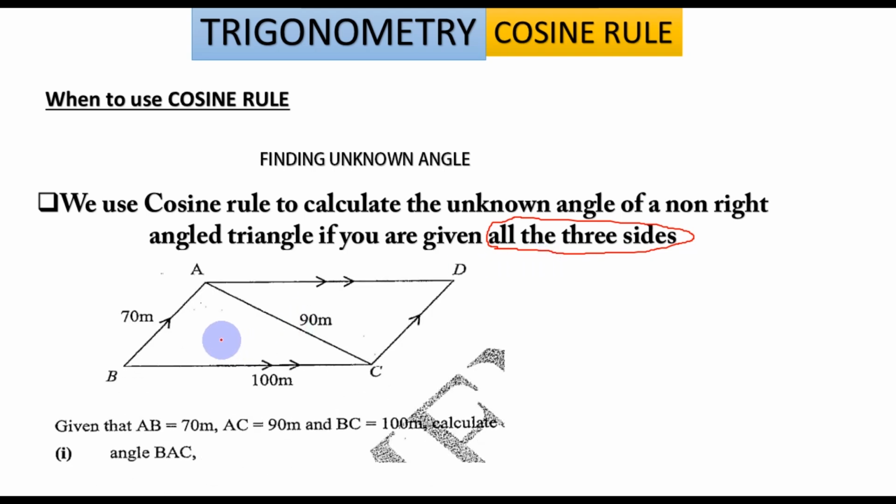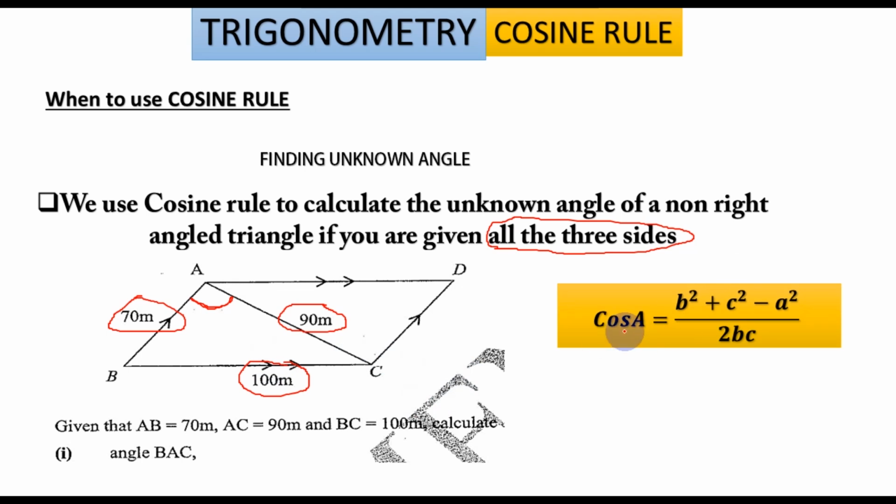All right, let's take, for instance, this question right here. They're saying calculate angle BAC. You're considering this triangle ABC. Look at the sides of this triangle ABC. All the sides are given. We have 70 meters, 90 meters, and 100 meters. So here, for us to calculate this angle, we are supposed to use cosine rule because all the three sides are given. I hope these 2 points will help you to choose whether to use sine rule or cosine rule. All right, now let's try it on a practical question.